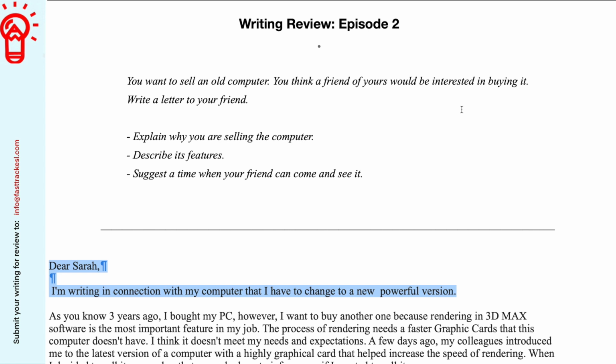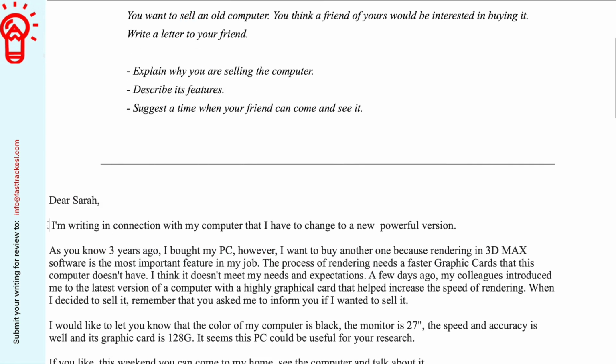However, if you think about it, the main idea is that you want to sell the old computer, right? So you want to have something about your intention to sell the computer in this opening paragraph. So instead of saying that I have to change to a new powerful version, first of all, what is the verb that we could use to change to a new powerful version? Instead of change, you would say upgrade, right? So that I have to upgrade to a new powerful version. So that's just a lexical improvement. But then I want to see something about selling, right?